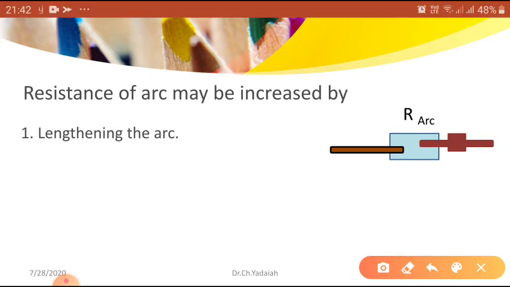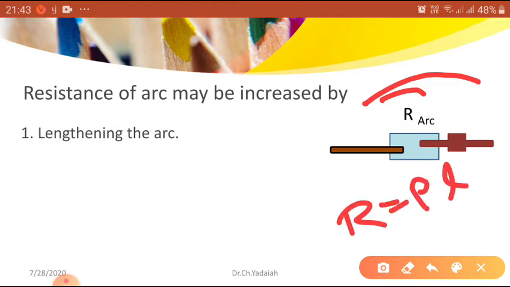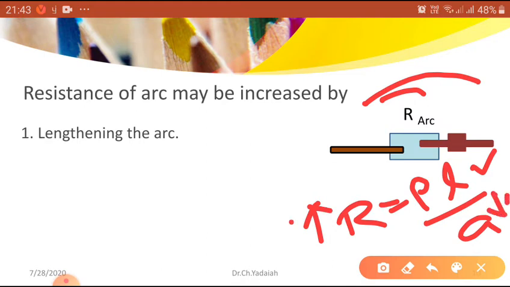Here initially the arc is developed here. Now instead of this arc, if you lengthen it, what will happen? By lengthening the arc, because we know that R is equal to rho L by A, as we have already seen, increasing the length increases the resistance value. By decreasing the area of cross section, this value increases. By providing deionized gas, the resistance increases. So these three methods are employed in this method.